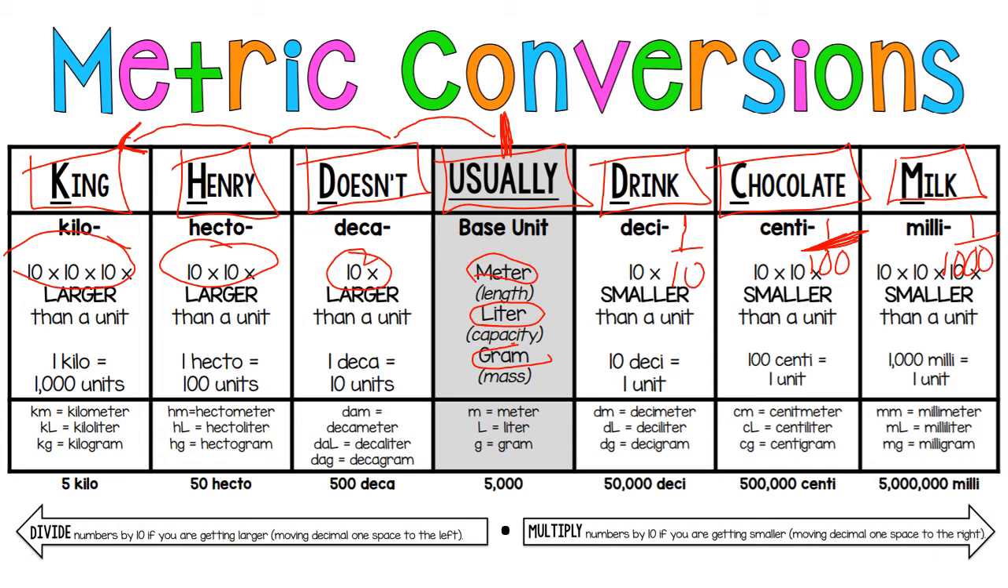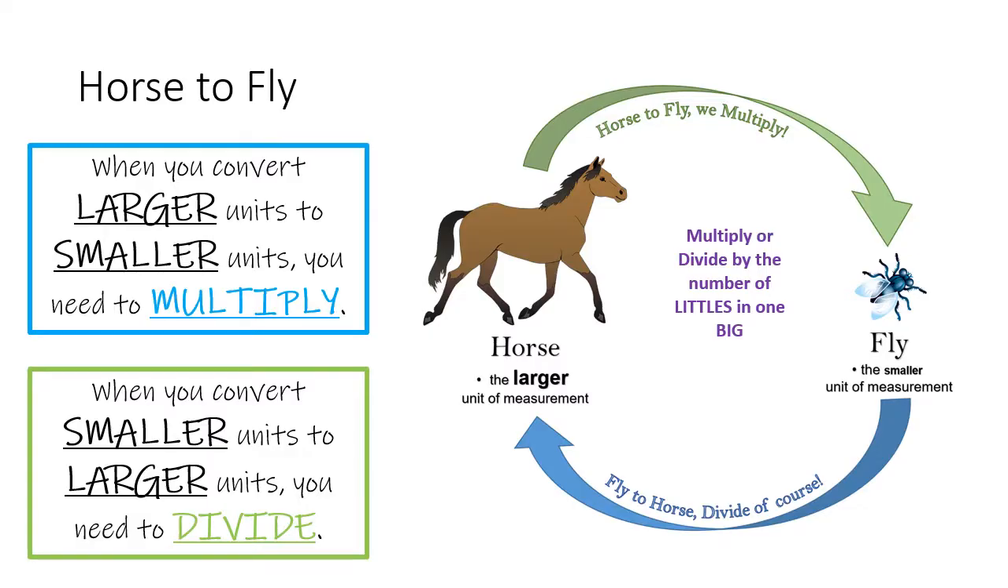So basically, it would take 10 deciunits to equal 1 unit. So 10 decimeters equals 1 meter. 100 centimeters equals 1 meter. And 1,000 millimeters equals 1 meter. Don't worry if you're confused. We are going to go through this together. Okay, we're still going to use our horse and fly: fly to horse, you divide, of course. So here's just a refresher on that.